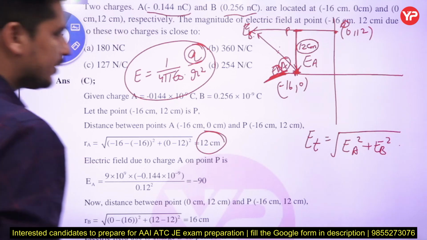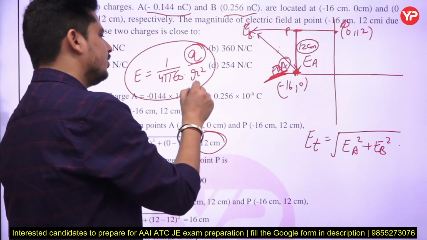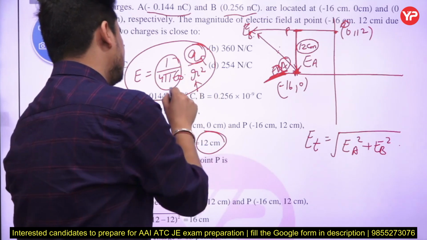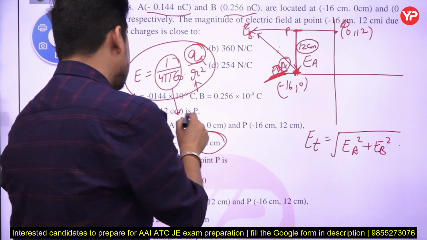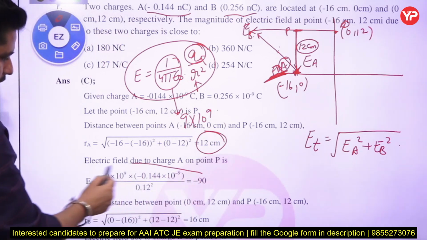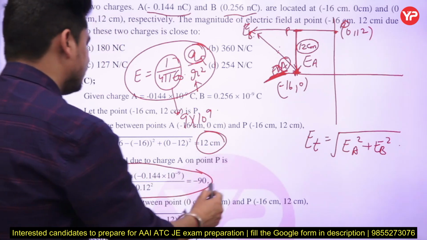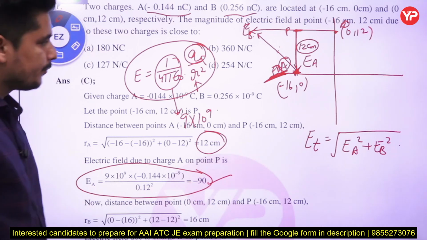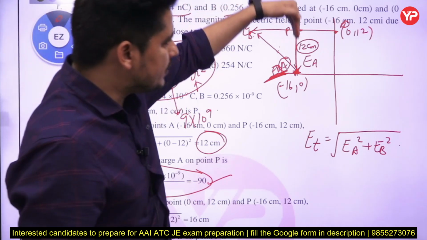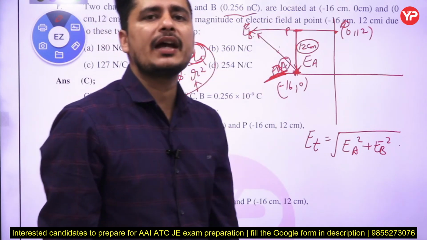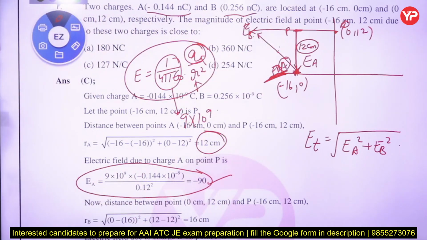So we directly got the distance R, and the charge we have. 1 upon 4 pi epsilon naught is 9 into 10 raised to power 9. If I plug in all these values, I get the electric field EA, which will be 90. So due to charge A, the electric field is going down and has a magnitude of 90. You can check it here.